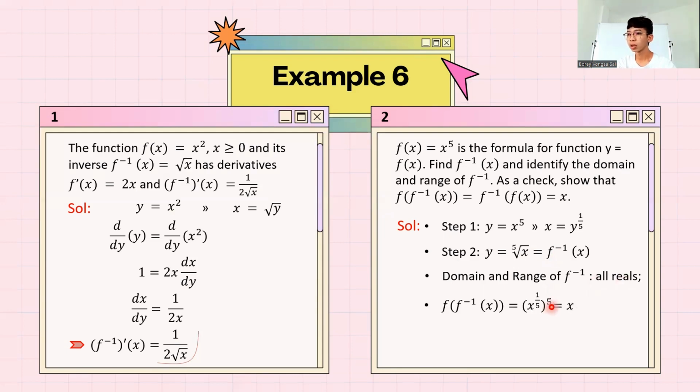Now they want us to show that f of the inverse function of f of x is equal to x. Here we just put in the value of the inverse function of f of x that we found right here, and then we have the value of f of x. Then we solve it and we get x. Another one is also the same. We place the value of f of x right here, and then we solve this one, and we get the value of x. So that's all for the derivative.